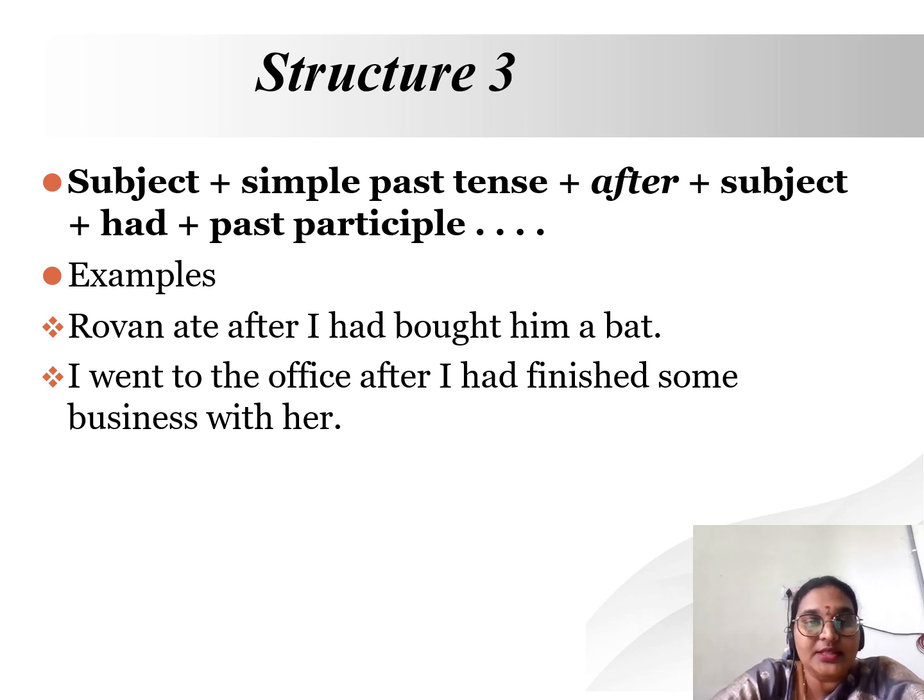If you can see the examples, Rowan ate after I had bought him a bat. Here two actions happened. One is Rowan ate, that is a simple past tense, and this action happened after I had bought him a bat. Those are the two actions done in this context, and with the help of after we are mentioning those two actions. And another one is, I went to the office after I had finished some business with her. Here also we are taking the help of after to express those two actions which were done in the past.